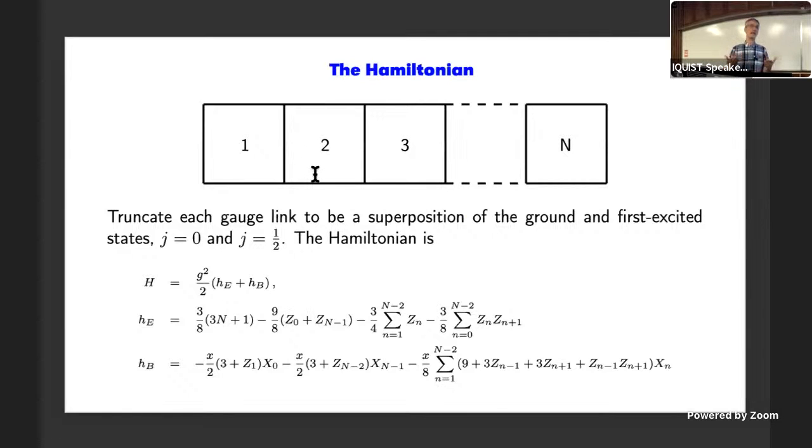So in the past example, which was truly a one-dimensional lattice, you remember we only had color electric terms. Now we have color magnetic terms because we have this second dimension. And I've shown here the Hamiltonian written in terms of Pauli X's and Pauli Z's.